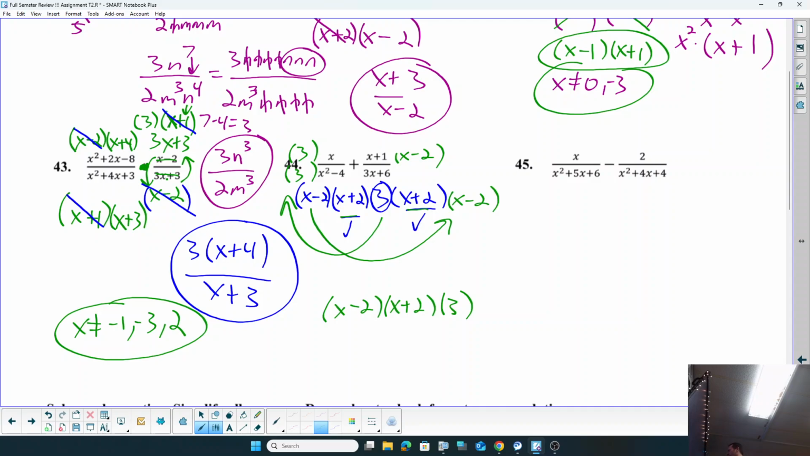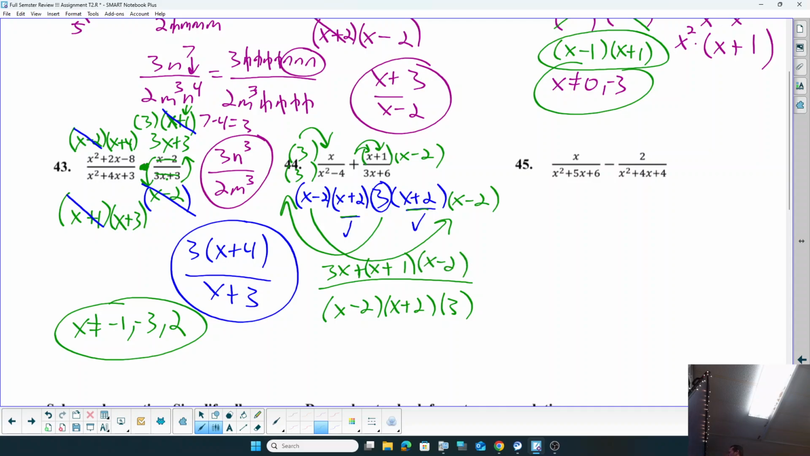So now we're going to distribute it through. So 3 times x is 3x. And then we have a plus x plus 1. Oh, wait, we got to times that, though. We got to times that with the x minus 2. I forgot. We got to distribute.